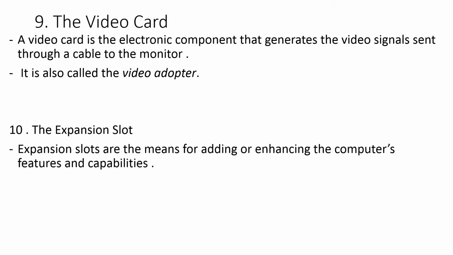Okay, so the next device that we are going to study inside the system unit is the video card. Now, what is the video card? It is an electronic component that generates the video signals sent through a cable to the monitor. Okay, how are the video signals sent? Through the cables. And where are the video signals sent? To the monitor, so that you can play your video without any interruption. Okay, what is the function of the video card? To send the video signals through a cable to the monitor. Okay, and the video card is also called the video adapter. Okay, fine.